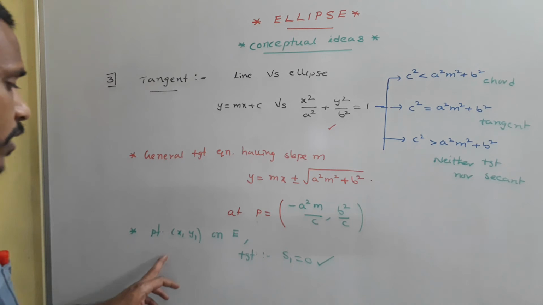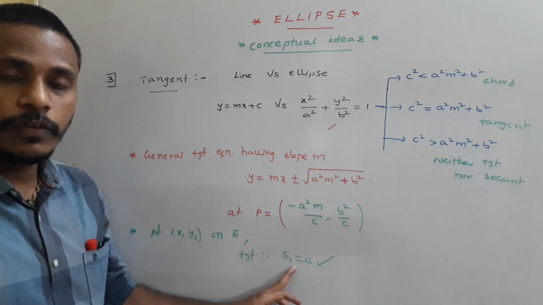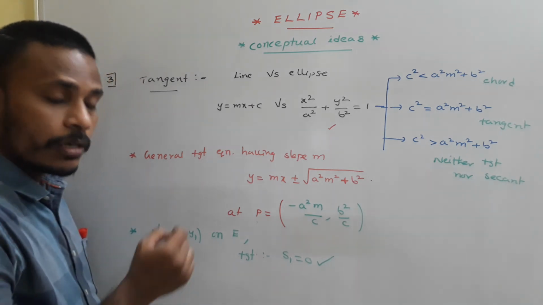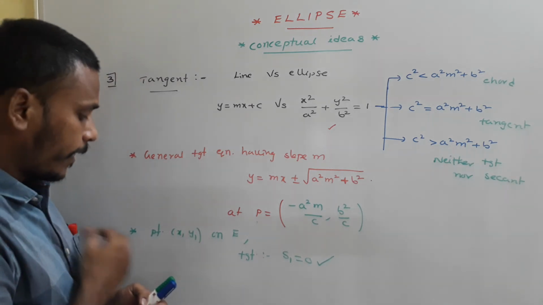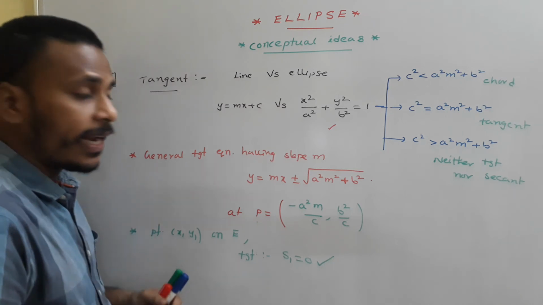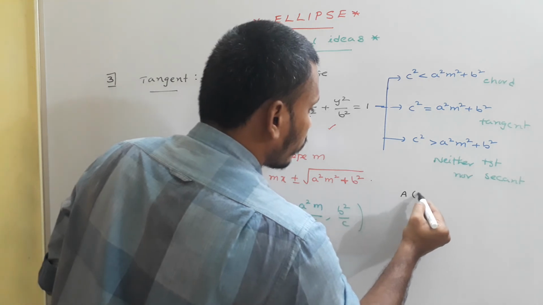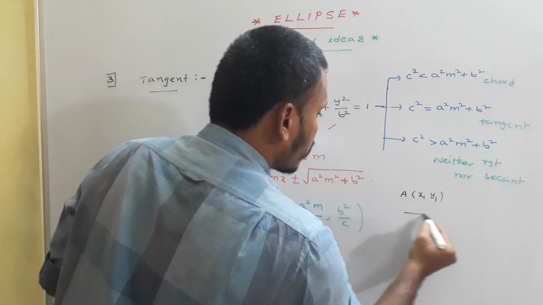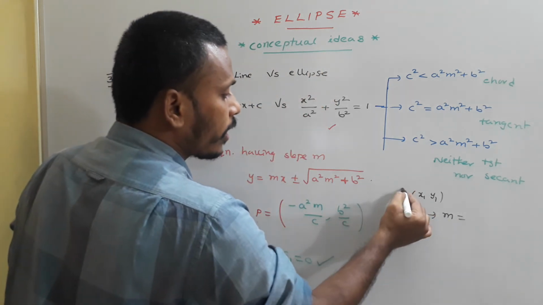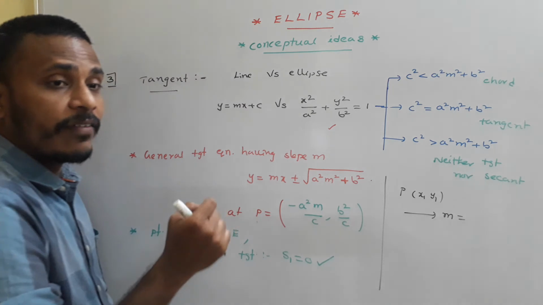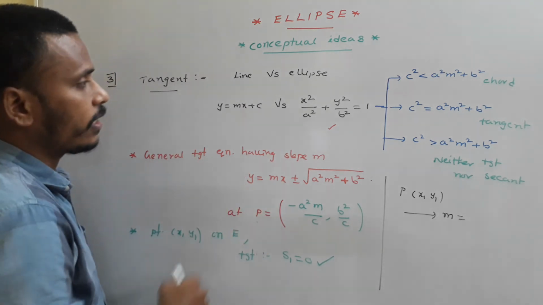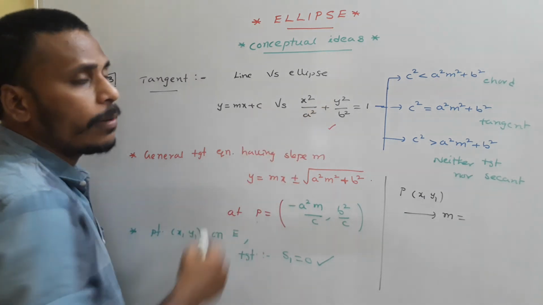As I said, if the point is x1, y1, then what do we say about the equation of the tangent? S1 is equal to 0. Then for this tangent equation, what is the slope? At x1, y1, if we sketch a tangent, then what is the slope of the tangent? I have a point P(x1, y1) on the ellipse. At that point I have a tangent. What is its slope? For that we need to calculate dy by dx.